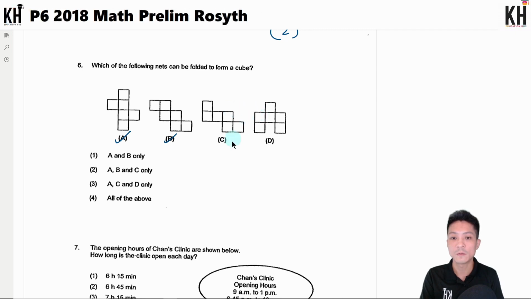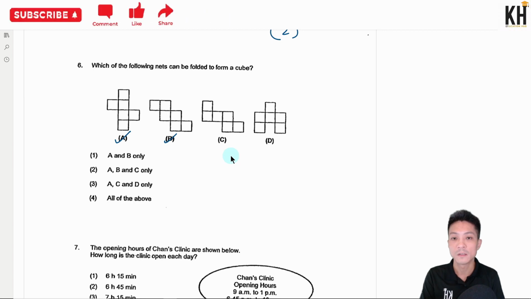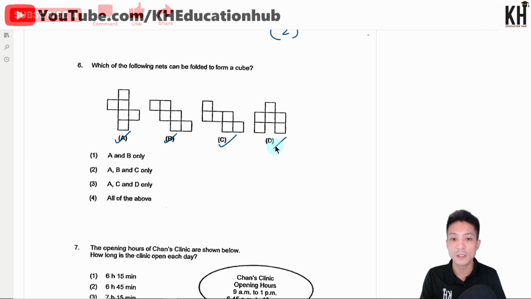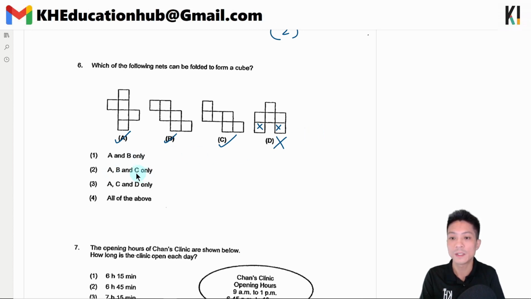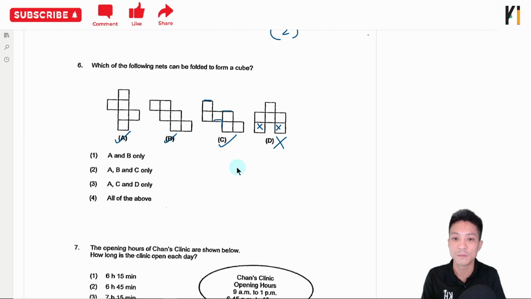I fold, hold on, let me double check. Okay, I have to think a bit for C. Fold. I think C is possible. D is not possible because these two will overlap with each other. Okay, is there a B, C? There is a A, B, C, but I need to make sure about C first. C should be possible, so the answer will be number 2.